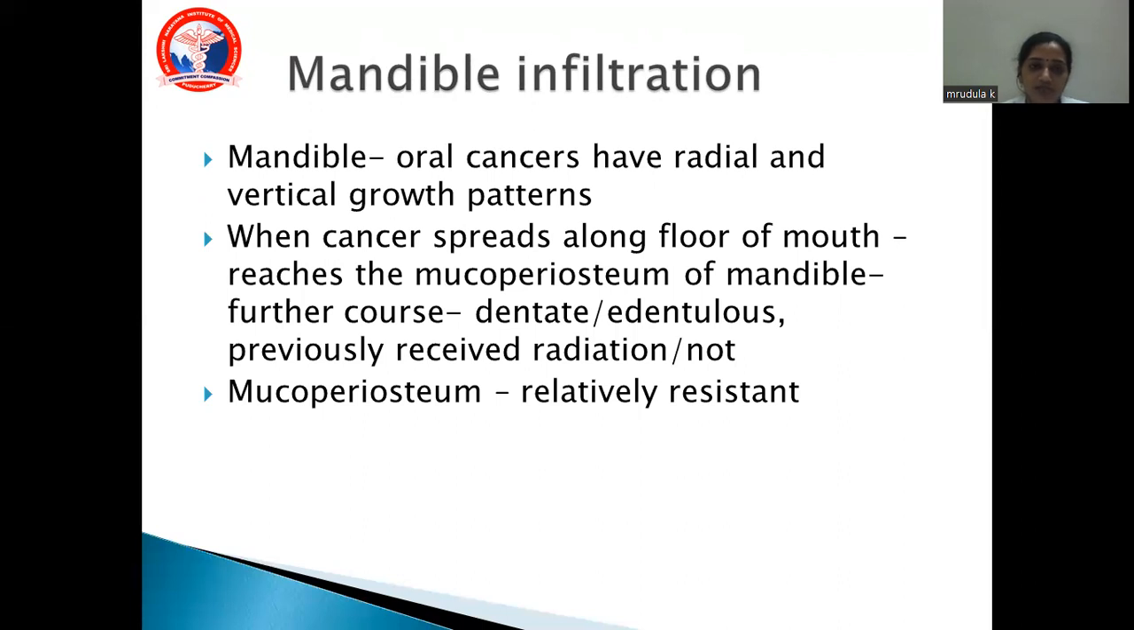So oral cancers have both radial and vertical growth. And the cancer spreads along the floor of the mouth and reaches the mucoperiosteum of the mandible.